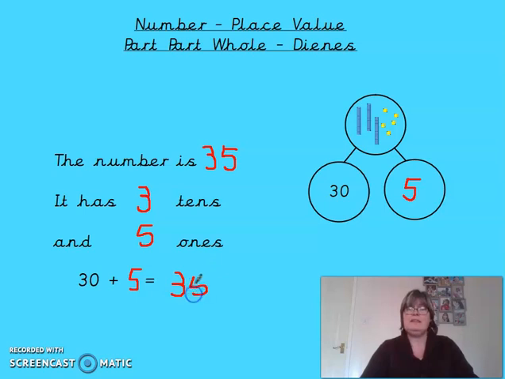35. Now remember, this number is a 2-digit number. It always has to stay a two-digit number. You can't write 30 with a 3 and a 0. It has to be 30 in the tens column and 5 in the ones. Okay, let's look at a different one.